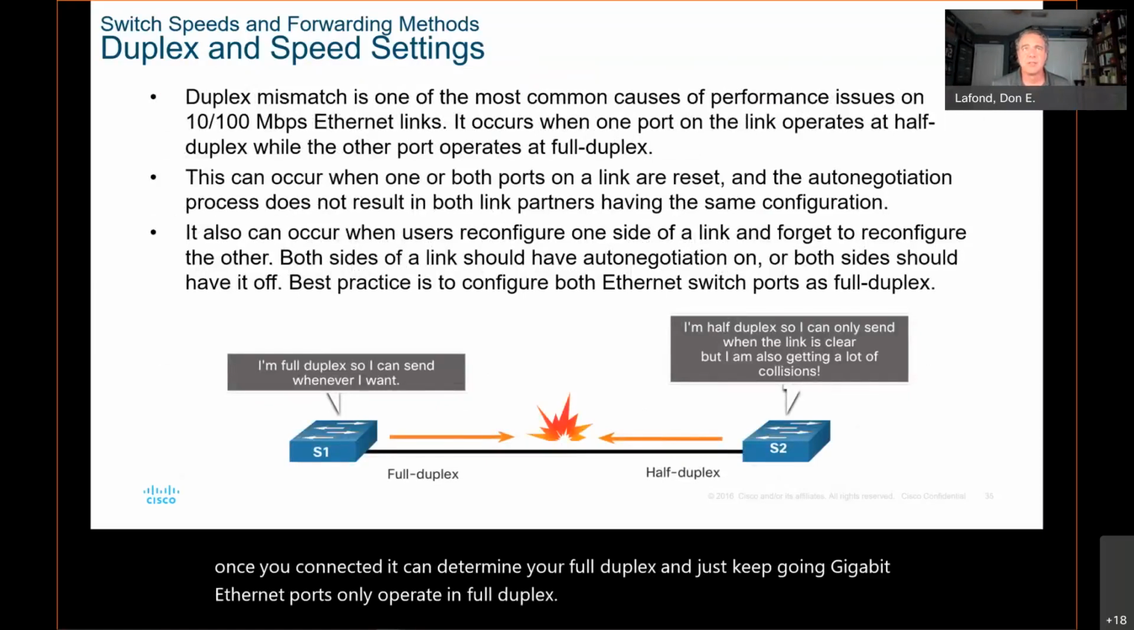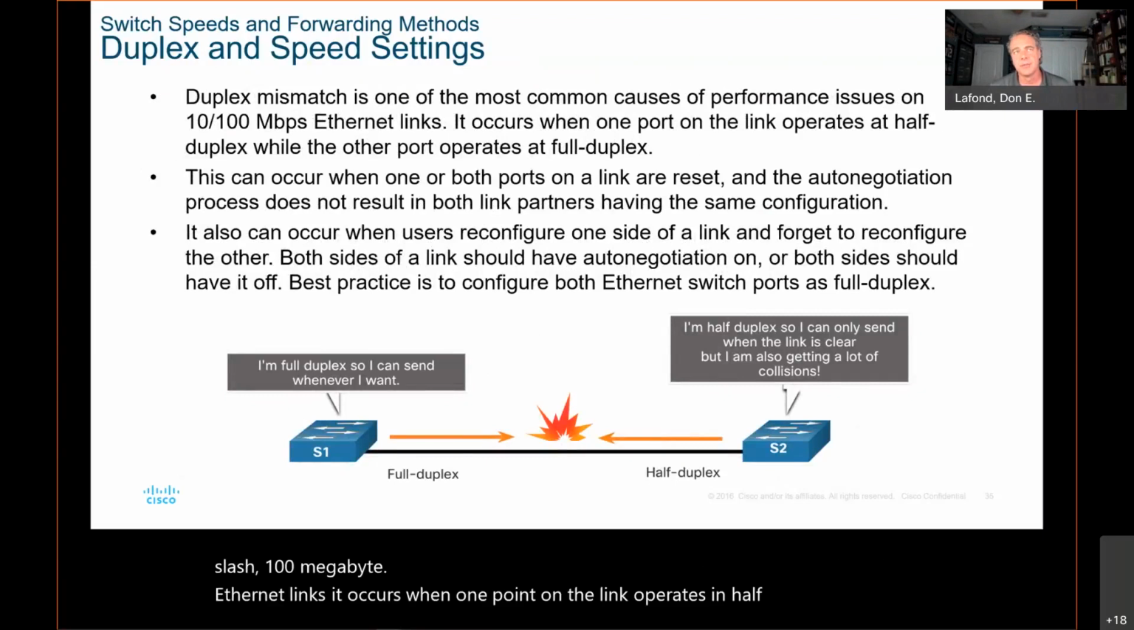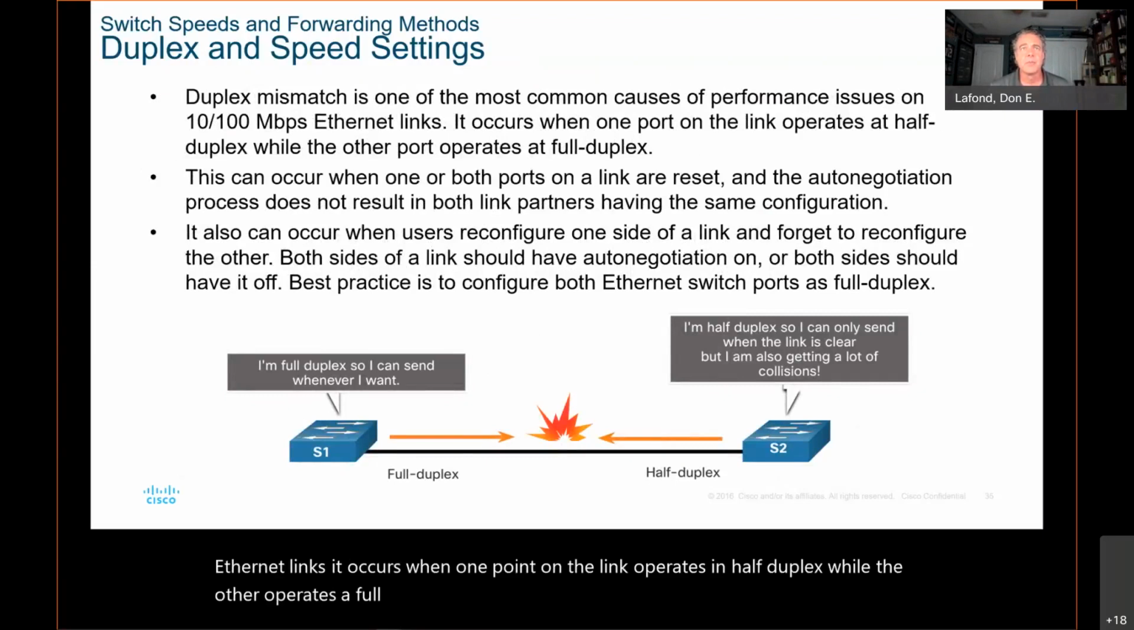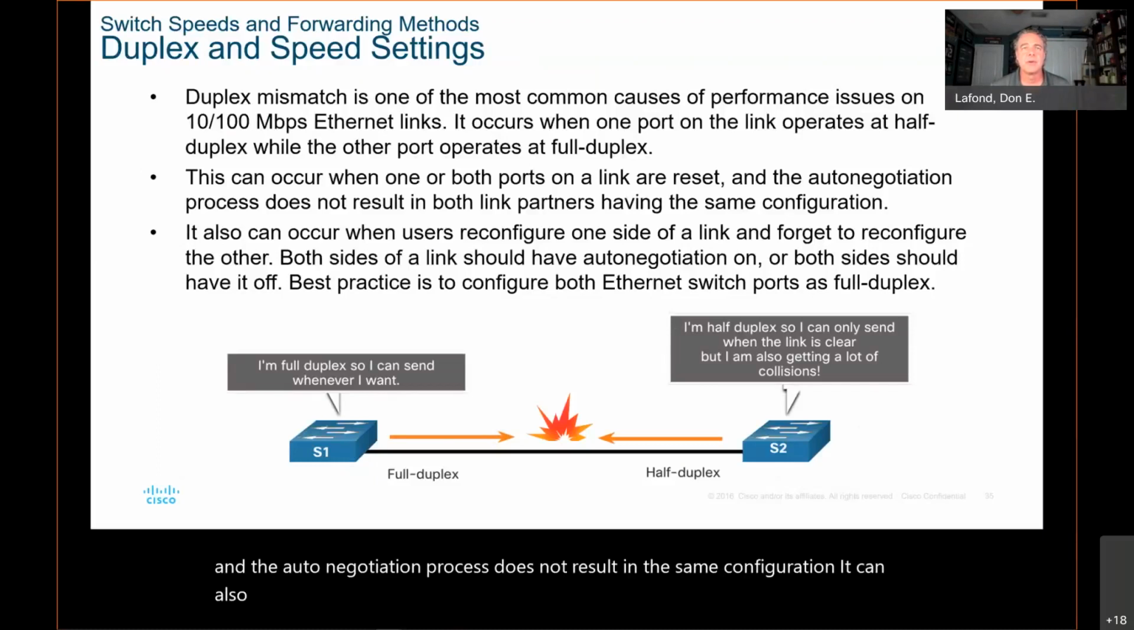Duplex mismatch is one of the most common causes of performance issues on 10/100 megabit Ethernet links. It occurs when one port on the link operates in half duplex while the other operates at full duplex. This can occur when one or both ports on a link are reset, and the auto negotiation process does not result in the same configuration. It can also occur when users reconfigure one side of the link and then forget to configure the other side.